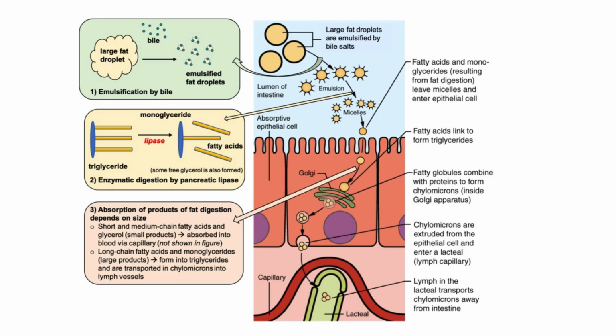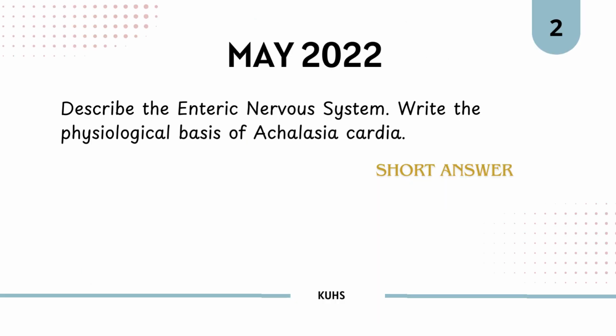If we have more time in the exam, we can draw a small simple diagram like this. It shouldn't be that attractive, but we can draw it like a simple diagram. Then we can represent it like this: the emulsification by bile, then enzymatic digestion by pancreatic lipase, and absorption of products and their actions in the organelles.